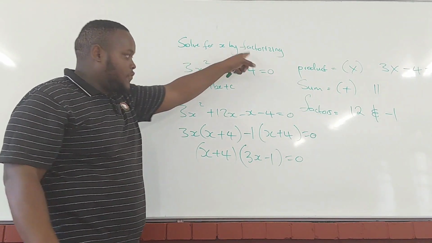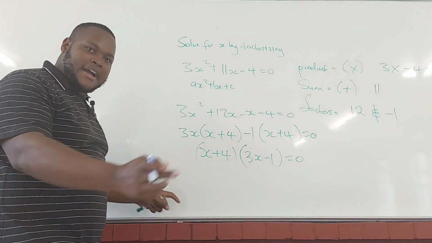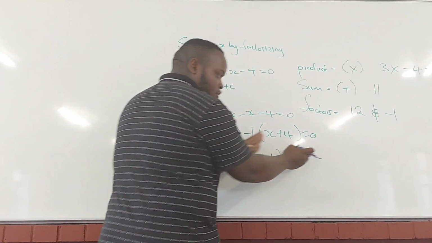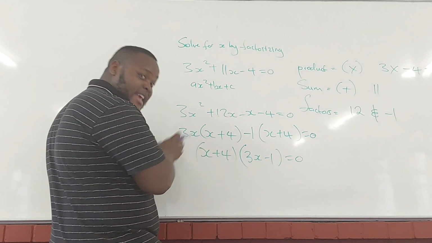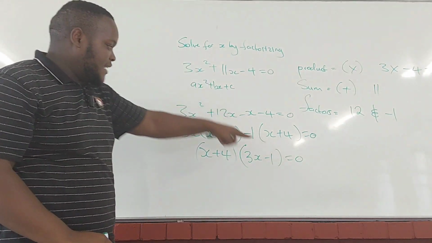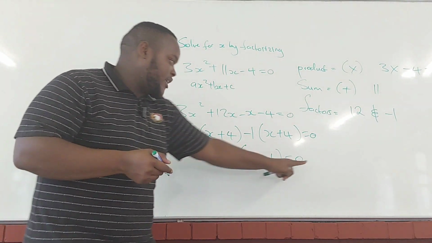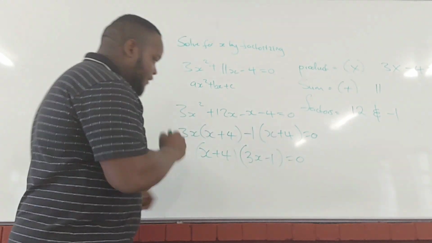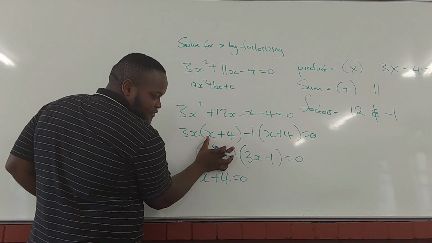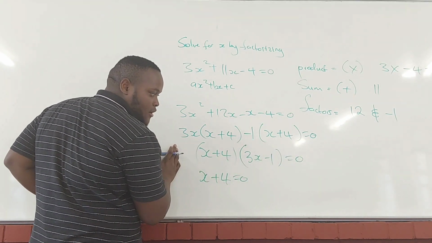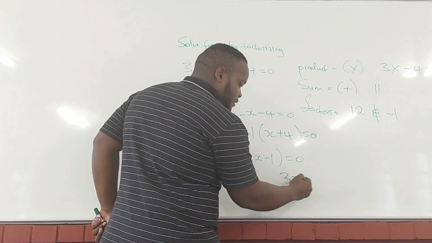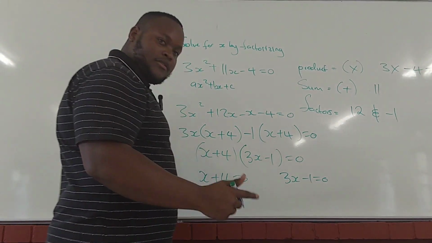So now I am solving for x, right? You know that any number multiplied by 0 is 0. It means this particular portion here can be 0, or that particular portion can be 0, or both of them can be 0, so that whatever I have on the left-hand side, I'm going to get what I have on the right-hand side, which is 0. Therefore, I'm going to have x plus 4 equal to 0, and I am also going to have 3x minus 1 equal to 0. I'm solving for x, right?